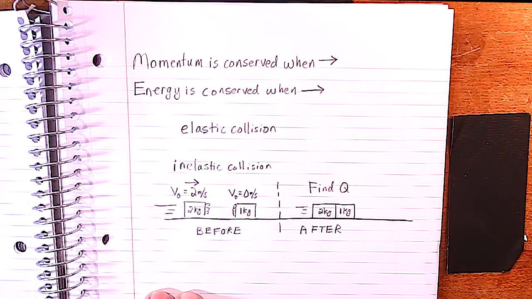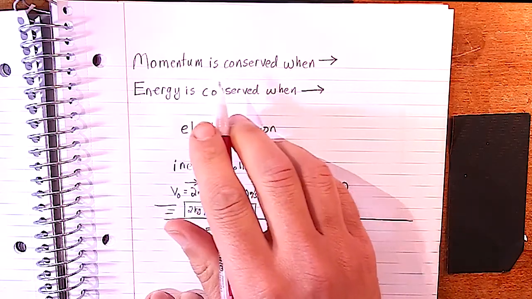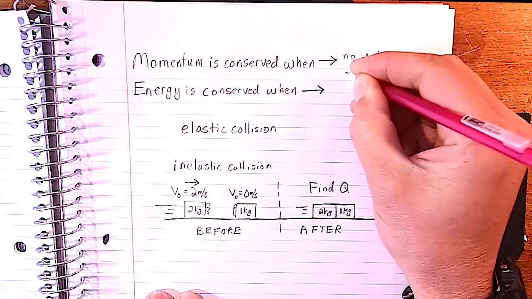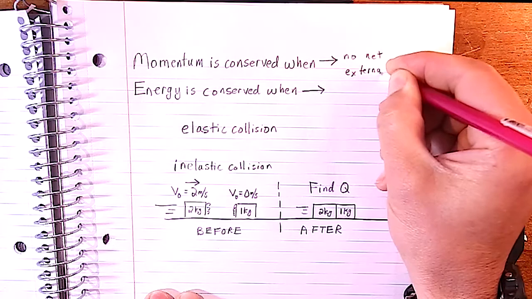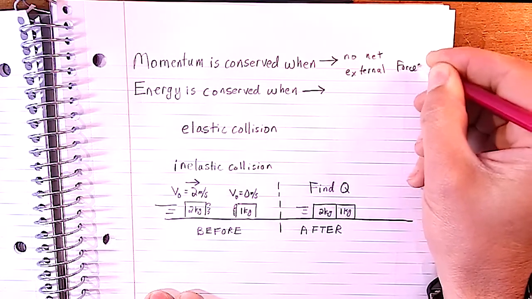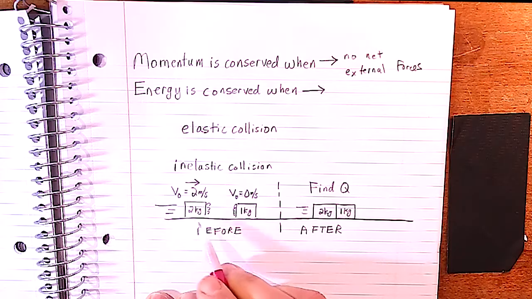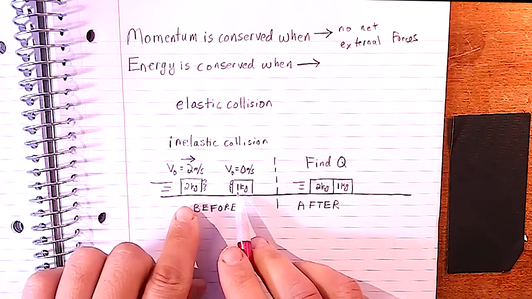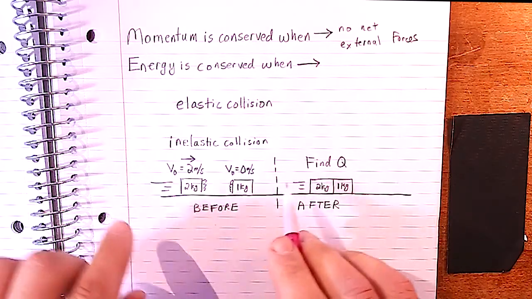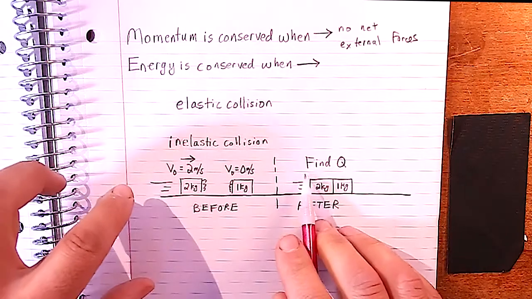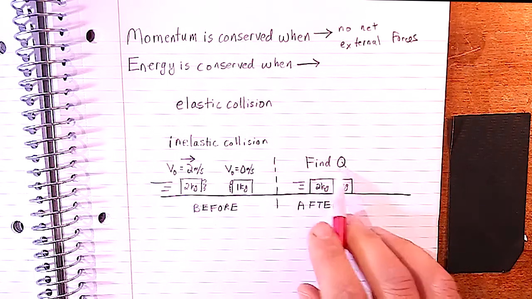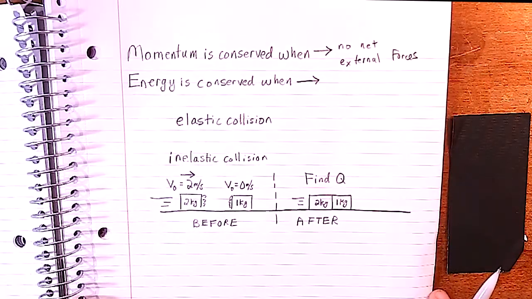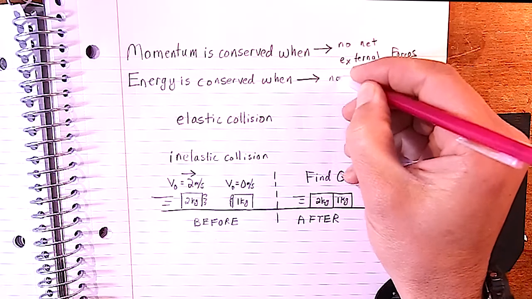We know from the momentum unit that momentum is conserved when there are no net external forces on the system. So if we have a block colliding with another block, there are forces acting between the two blocks, but there's no forces pushing on it from the outside. There's no net external forces. So in this particular situation, momentum would be conserved. But energy is conserved when there are no losses to heat.